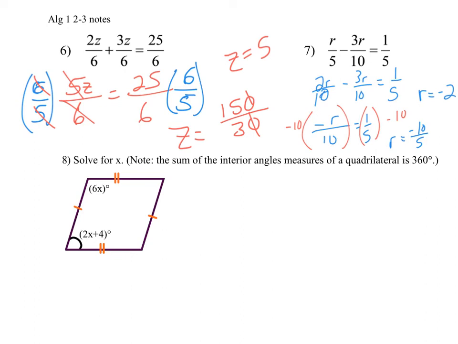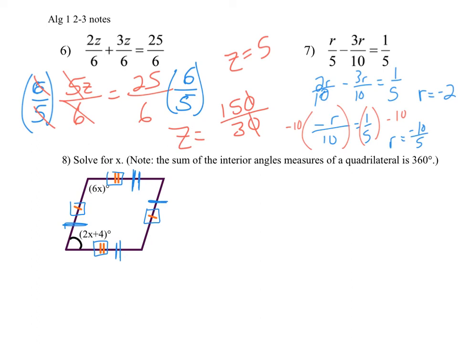Number 8 says solve for x. Note that the sum of the interior angles of a quadrilateral is 360 degrees. Those of you who haven't had geometry yet, these marks right here are basically saying that this side and this side are equivalent to each other. And these marks right here are saying that this side and this side are equivalent to each other. So let's go ahead and make those the same symbols that they made them. That's what those things mean.